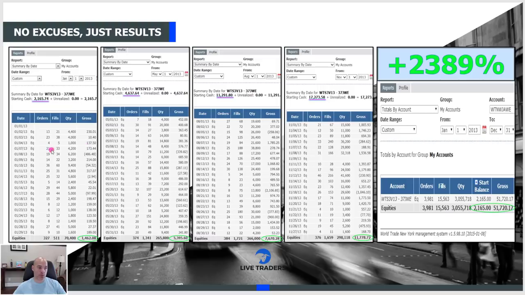Okay, I risked 2%. And the reason I did this account, guys, was to prove a point to people saying you can't make a living with small accounts. You can, but if you're new, you're not going to.